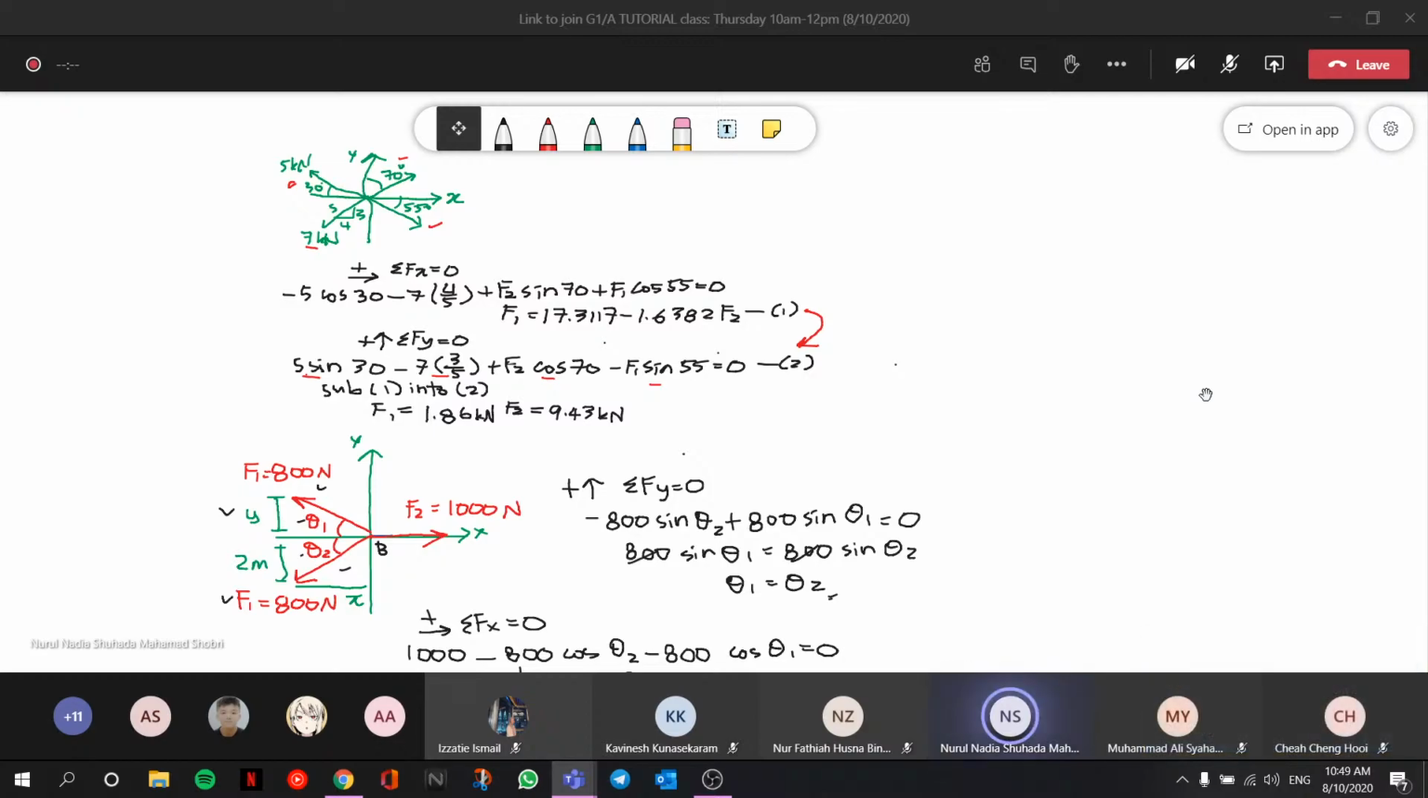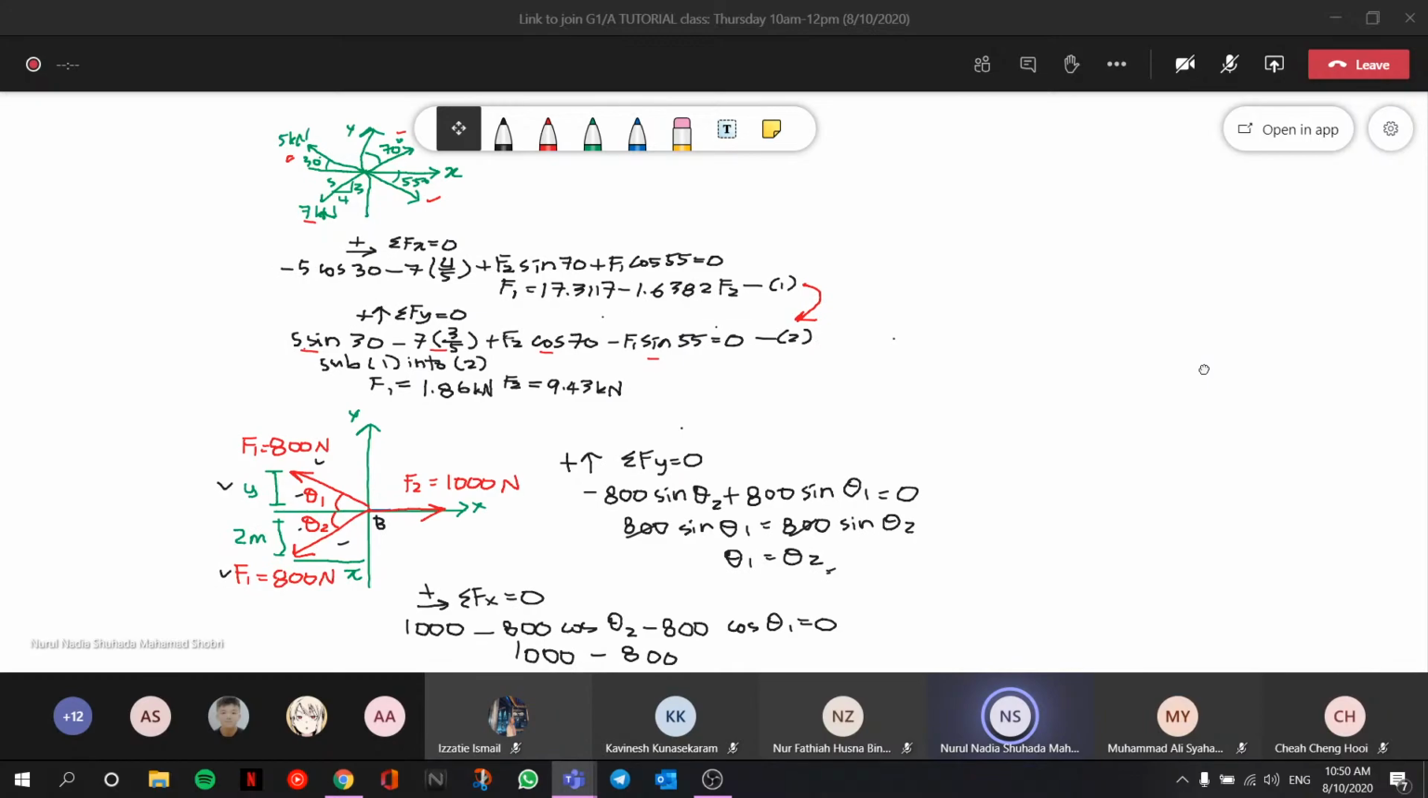Why is it acting to the left? Because in the equation the diagram is acting to the right. Which force do you mean? F1? Oh, for F1, because this is in equilibrium condition, where the total sum of the forces should be equal to 0.